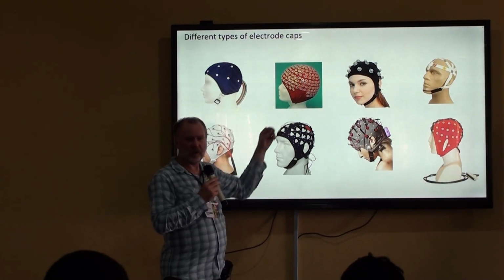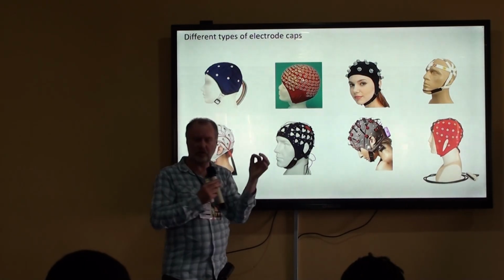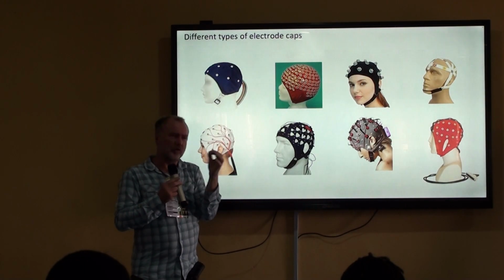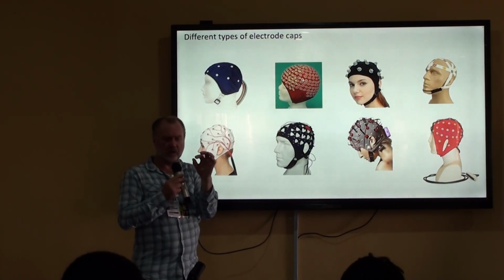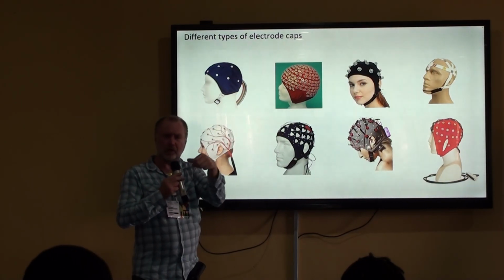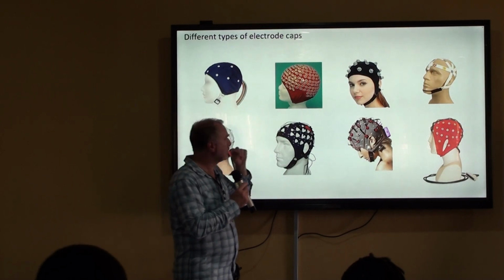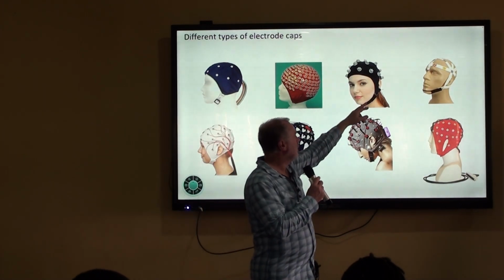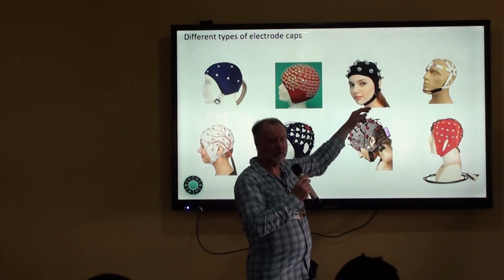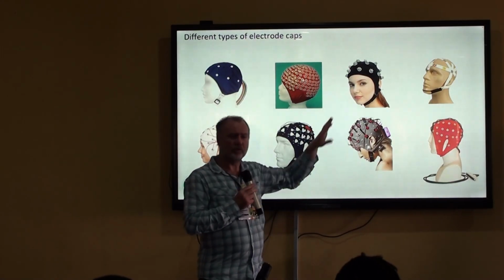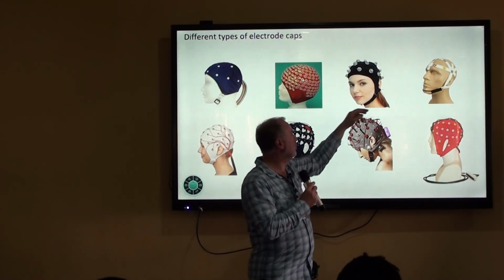It's a 128 channel cap, and they have basically small holes, and you stick this needle type, no, it's not really needle, it's more like pin type electrodes. You plug them in. This is another European company, Brain Products. It has sponge electrodes. They also have a conventional one, but this is a sponge electrode version.